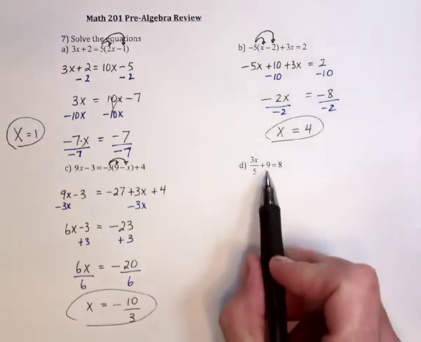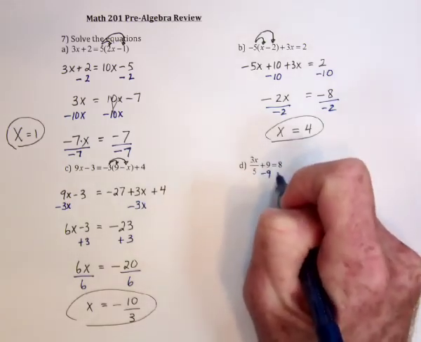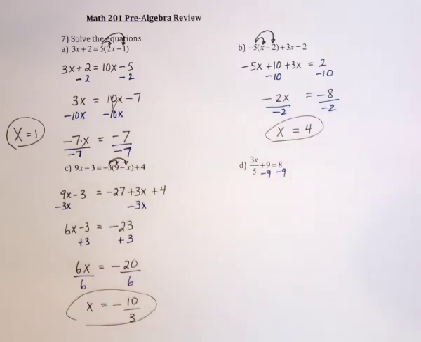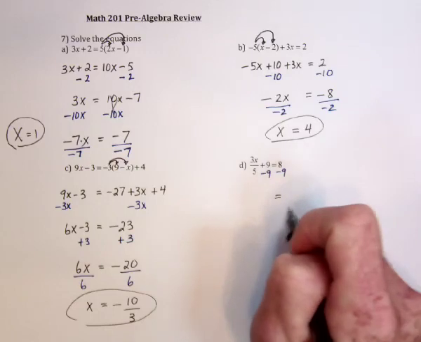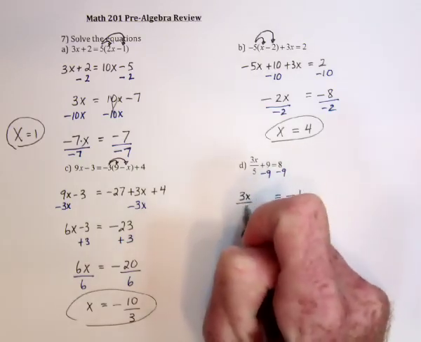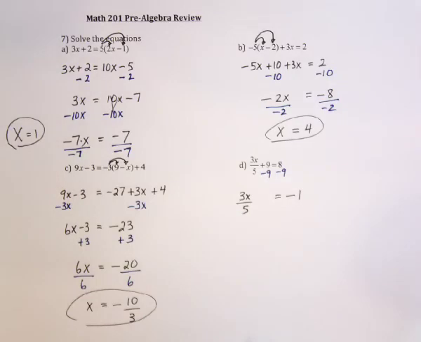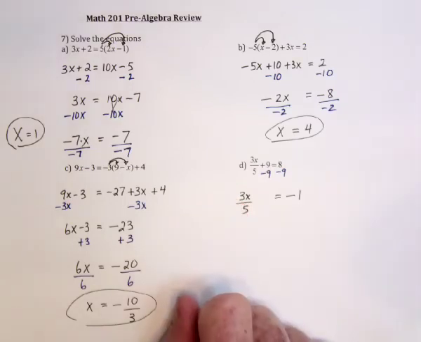Okay, over here, this one's going to be good. Watch this. So first of all, I'm going to leave the x where it is. I have to get rid of this number. So the first thing to do is subtract 9 from both sides. On the right-hand side, there's 8 minus 9. 8 minus 9 is negative 1. In order to solve for x, I need to get rid of that 5, and I need to get rid of that 3. There's two ways you could look at it.